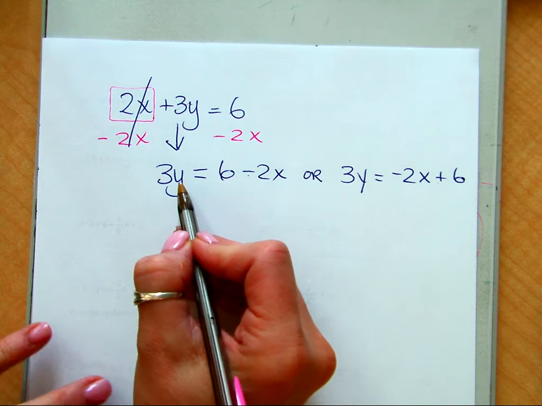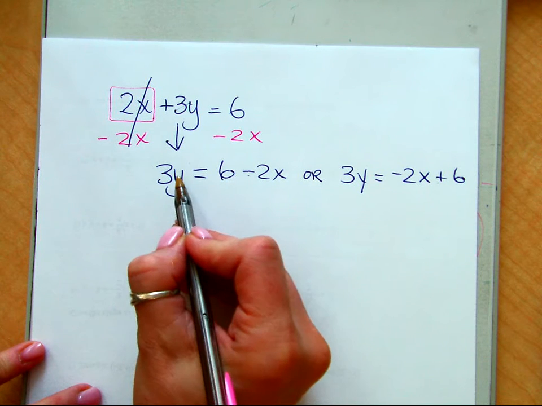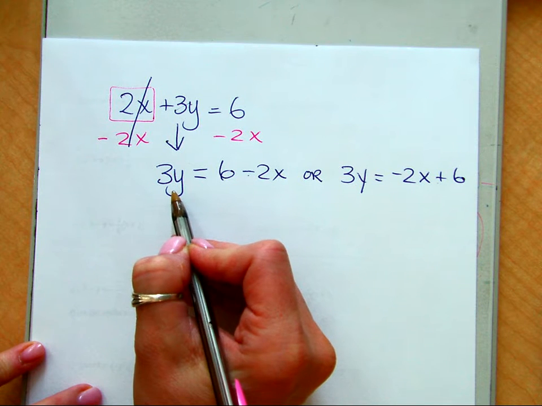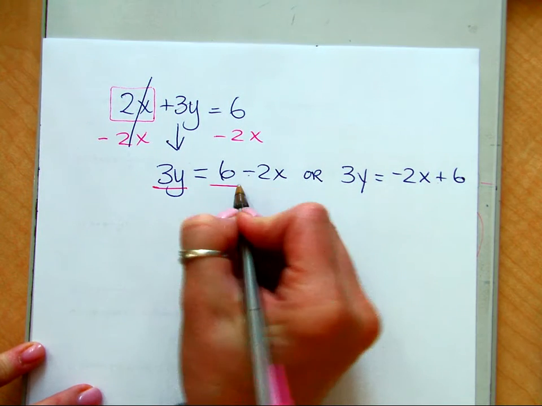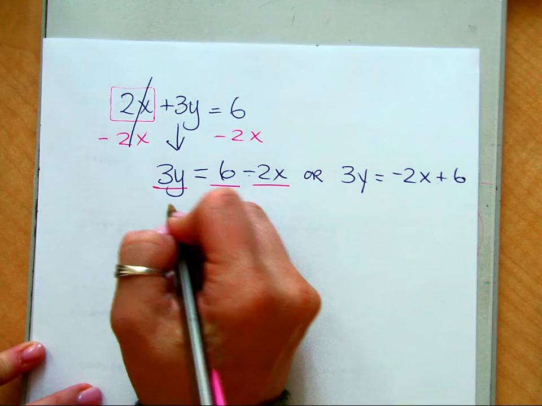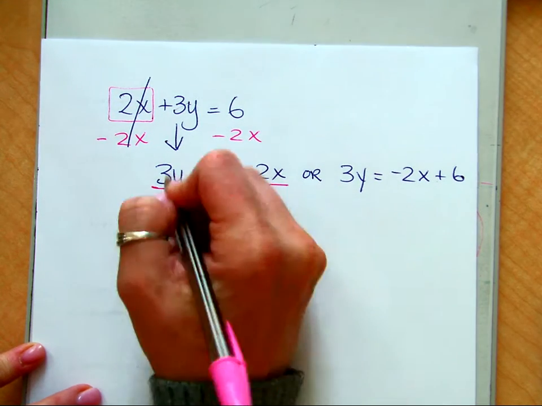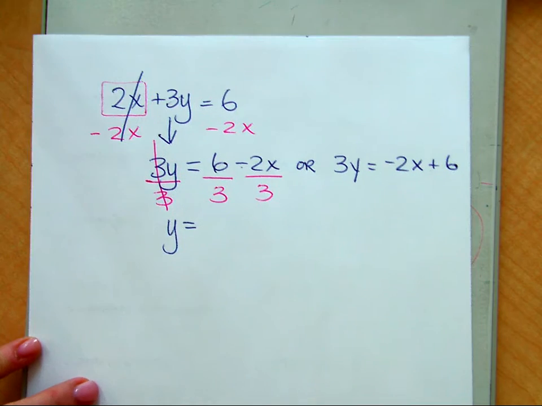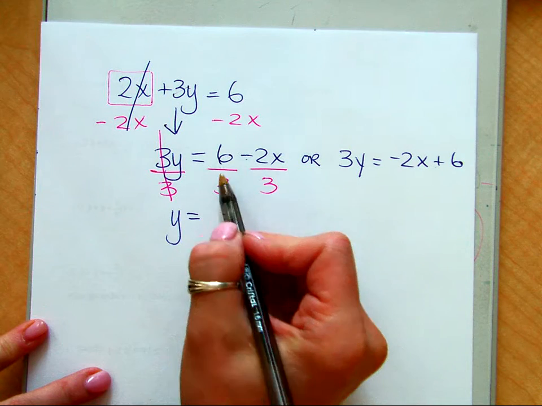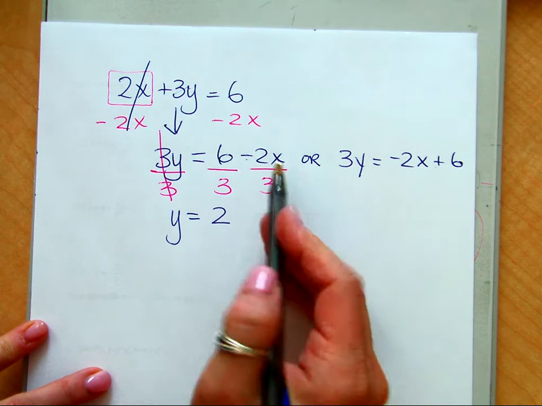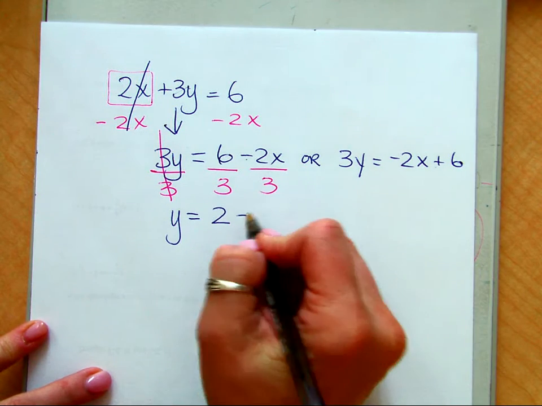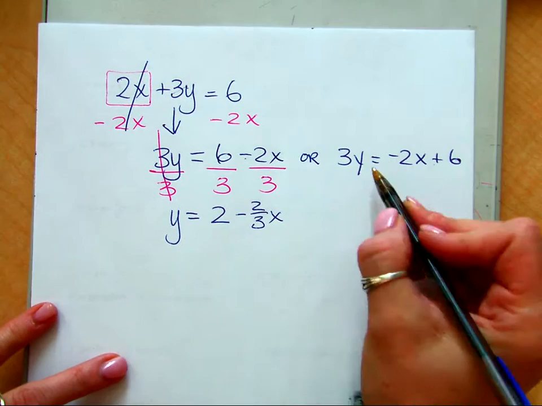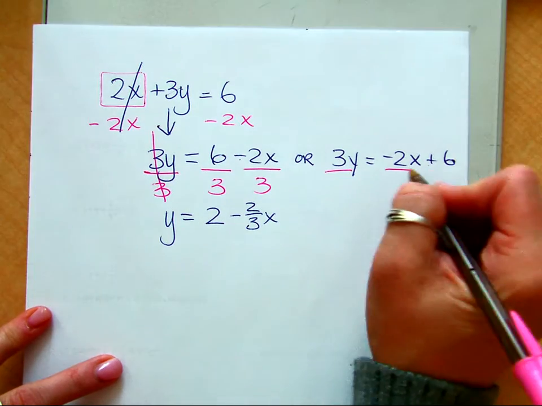Get y by itself. And what does 3y mean? It means 3 times y. And what's the opposite of multiplying? So do you remember doing something like this? So I'm going to divide everything by 3. And that's going to leave me with my y, which is awesome because that's why I did this. 6 divided by 3 is 2. And then negative 2/3 doesn't reduce. Oh, so there's my slope. It's negative 2/3 x. You'd get the same thing if you did it in this order also.